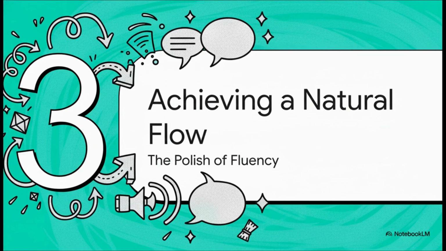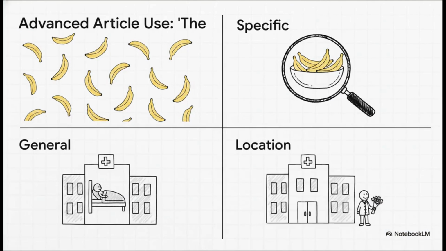Oh, the tiny word, "the." It causes so much confusion. So you probably know the basics. Use "a" for general things, but use "the" for specific things. But here's the advanced trick. It can change based on purpose.